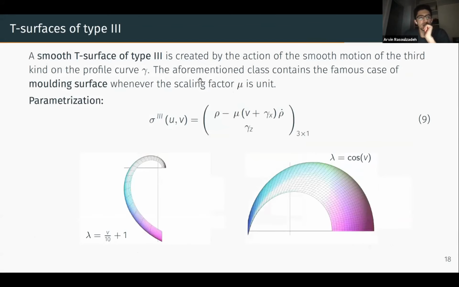The final class of the T-surfaces, and actually the most complex one, is the T-surfaces of type 3, which are obtained by the action of the smooth motion path of the third kind on the profile curve. Again, I put some pictures for you with different scaling factors to see how this surface looks from the top side.